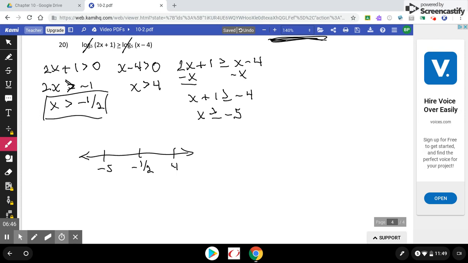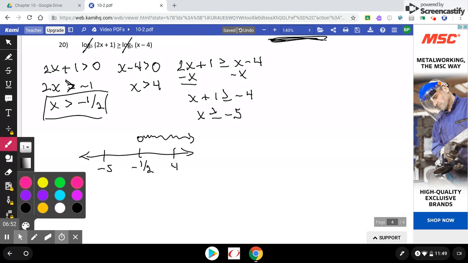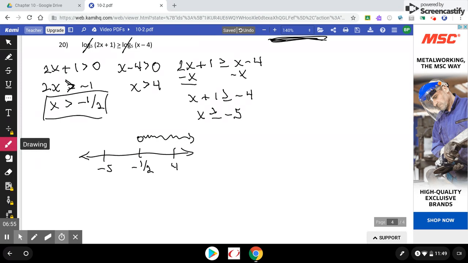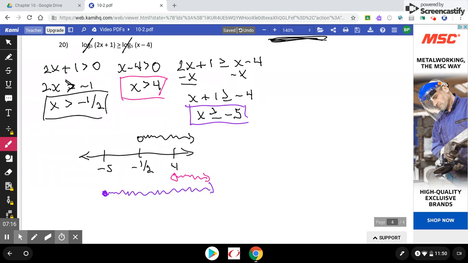X is greater than negative 1/2. Open circle. Shade to the right. Second argument, x is greater than 4. Open circle, greater than, shade to the right. Third problem. Hey, that one says x is greater than or equal to. So this time I do have to go with a closed circle, and that could be important. But that guy's also greater than, shade to the right.